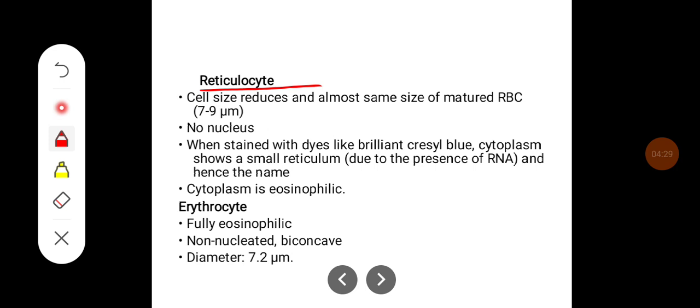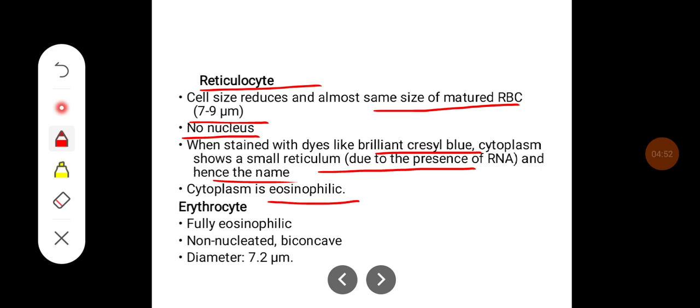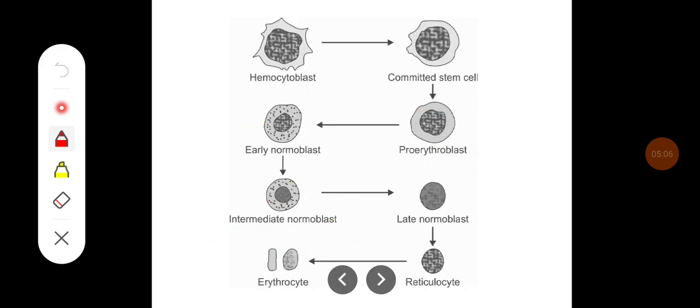Reticulocyte, the cell size reduces and is almost the same as that of matured RBC, that is around 7 to 9 microns. There is no nucleus in reticulocyte, and when stained with dyes like brilliant cresyl blue, cytoplasm shows a small reticulum, that is due to the presence of RNA, and hence it is called as reticulocyte. Cytoplasm here is more eosinophilic, and then it gets matured to erythrocyte. So erythrocyte is fully eosinophilic, non-nucleated. It is biconcave and the diameter is around 7.2 microns. So these are the different stages of erythropoiesis.